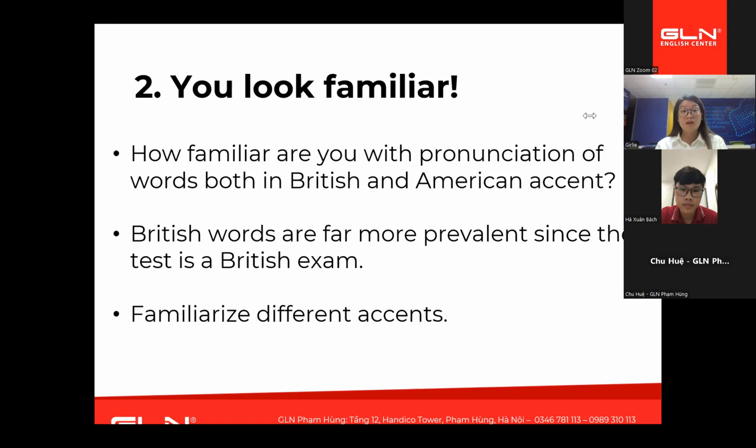For example, for British, they would say water. In American, they would say water. Maybe in other accents as well, they would say water. If you hear the word in a different accent, can you tell that the speaker said water? So be familiar with different accents. And here, you don't have to speak the accent. Just be familiar with them.